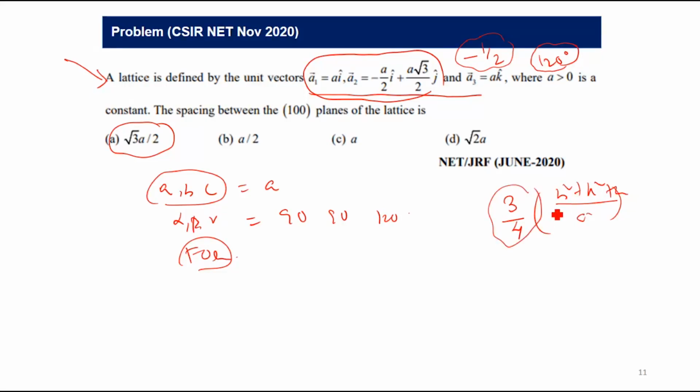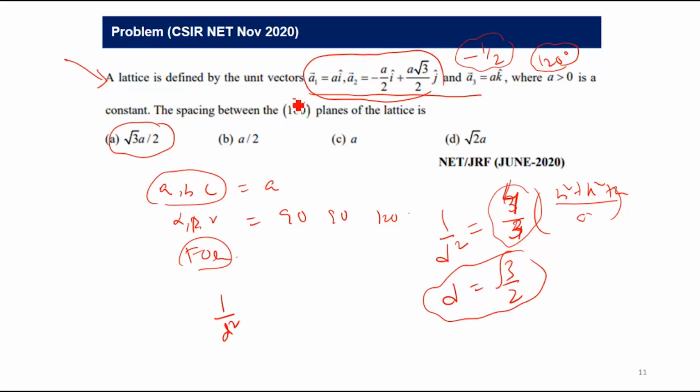From there, I can directly guess that, sorry, it's 4 by 3. 1 by d square is equal to 4 by 3. So something like d equal to root 3 by 2 will come. If 1 by d square, anyway the plane is 1, 0, 0, so this h will be 1. So 1 by d square has something like 4 by 3, so 1 by d will have 2 by root 3. So d will have some factor like root 3 by 2. So from there also I can guess that this will be correct.